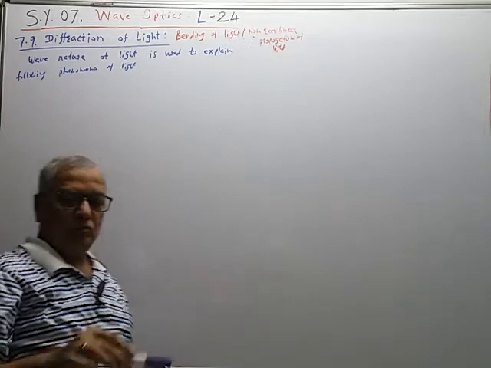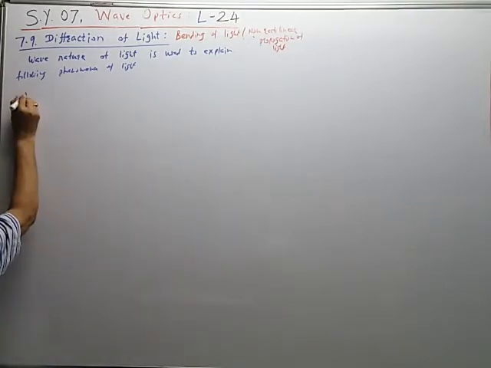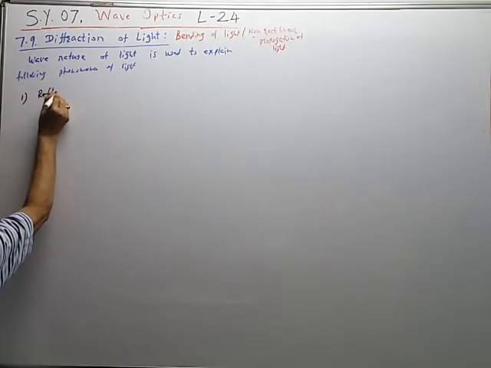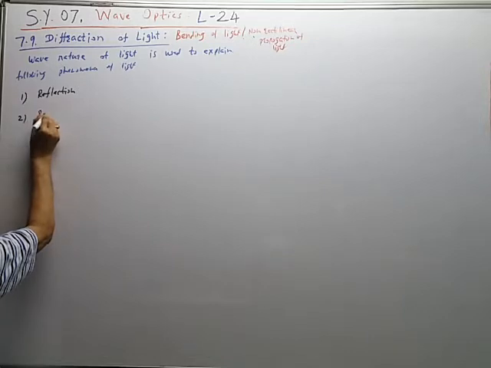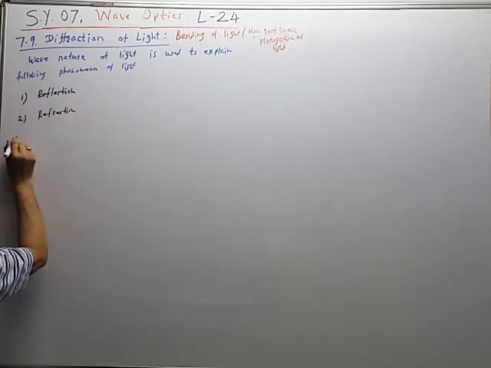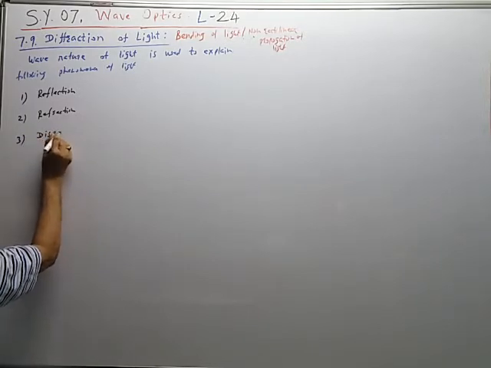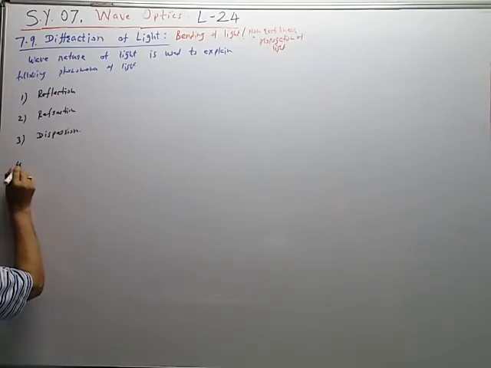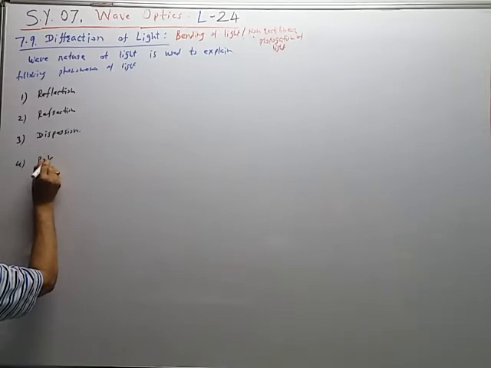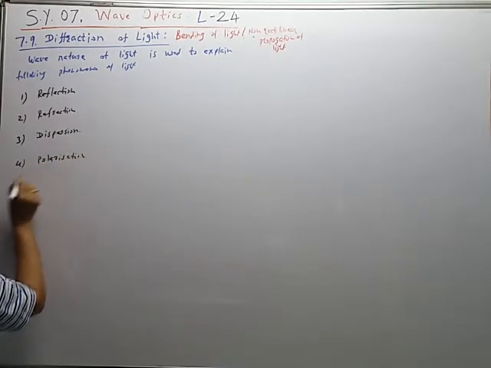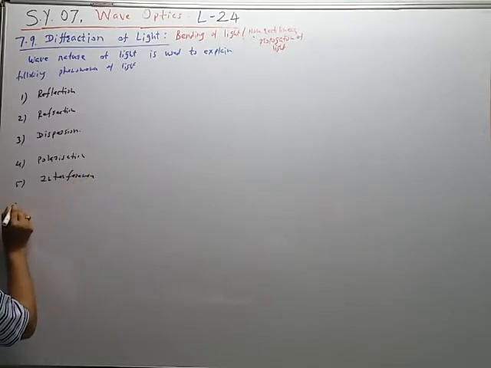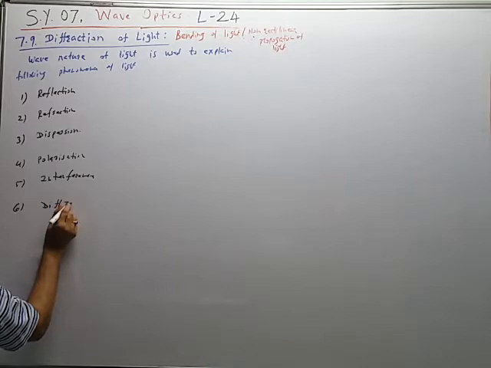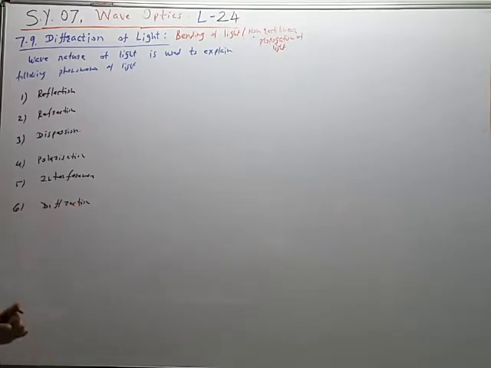First, reflection. Second, refraction. Third, dispersion. Fourth, polarization. Fifth, interference. Sixth, diffraction. So these are the phenomena that we can explain using the wave nature of light.